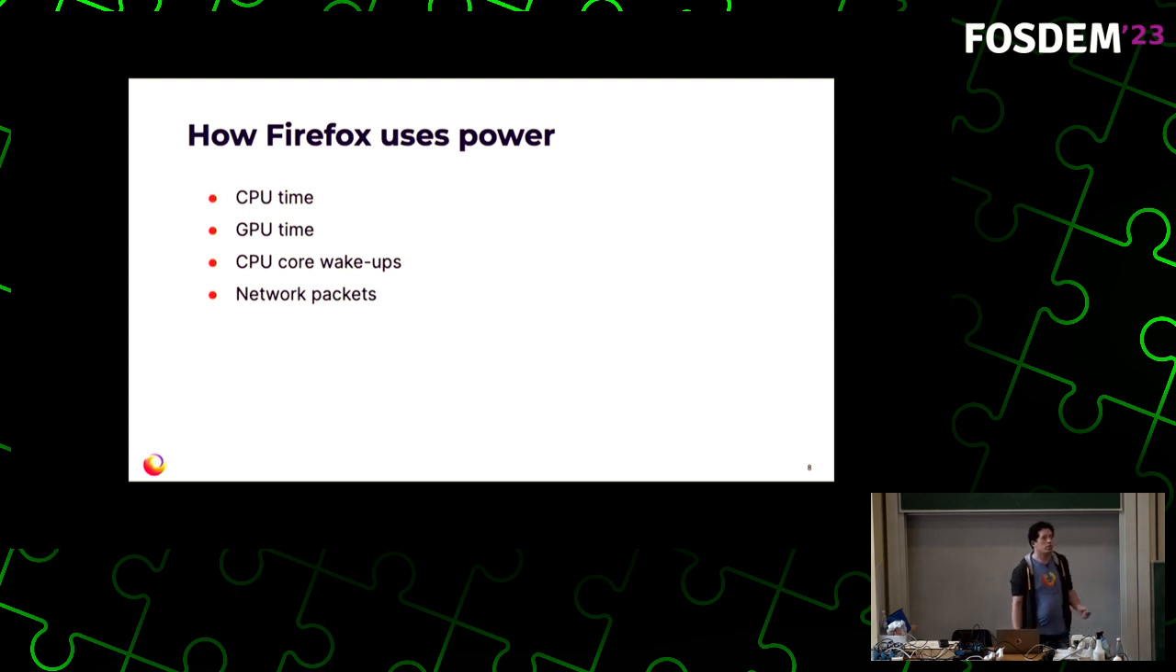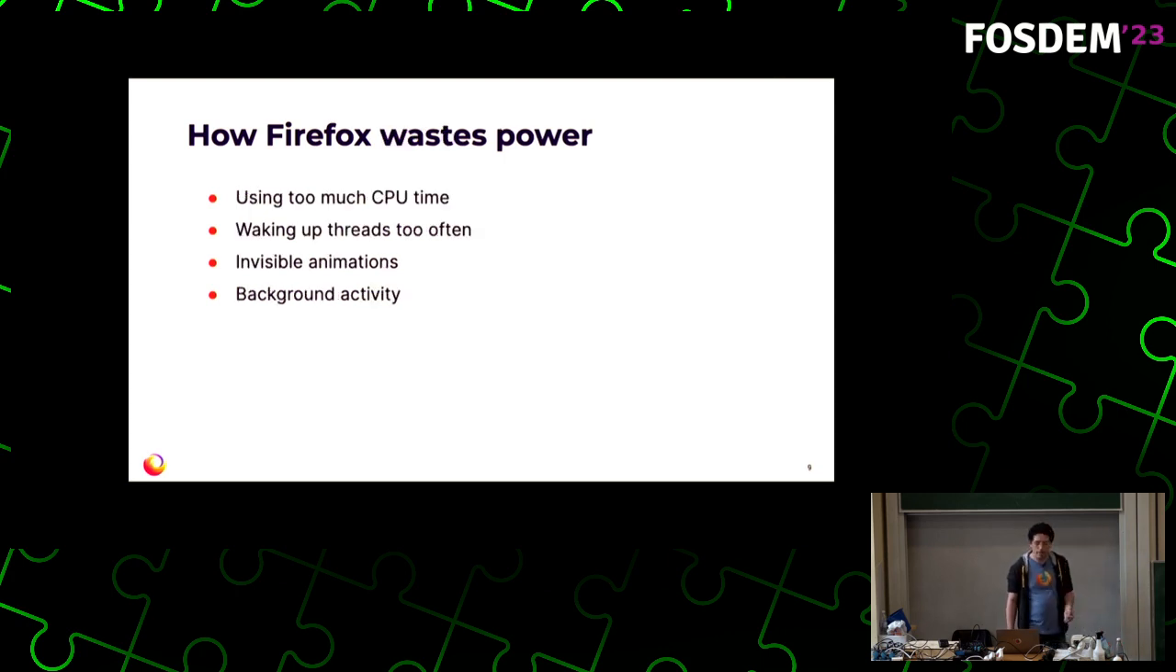So this is how we use power, and next how we waste power. And it's almost the same thing. The only difference is when we do it for no user benefit. If we use CPU time and the user doesn't see a benefit in what we're doing with the CPU, it's a waste. And same for all the other ways we could use resources. Some typical ways to waste power are waking up threads too often, playing animations even though they are completely invisible, or more generally doing things in the background, things that have no visible effects.